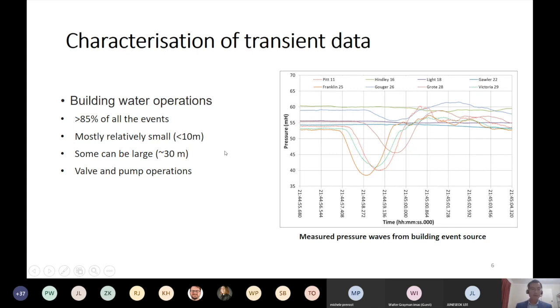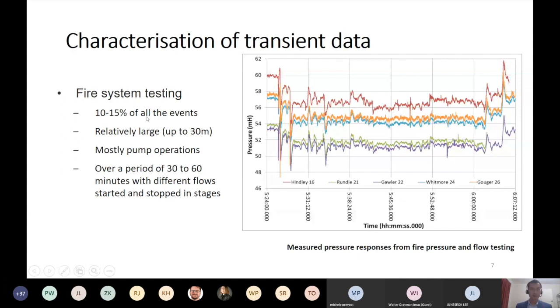The fire system testing, again, this is from the buildings, especially the high-rise buildings. In Adelaide, I think it is required that all the buildings have to do the fire system testing at minimum once a month. Some of the buildings do it every week. Some of them do it every fortnight. So in the city there are so many high-rise buildings, so this just keeps coming pretty much every day. You can see something like this. The pressure drops for quite a few meters at multiple locations and lasts for 30 to 60 seconds, then back up.